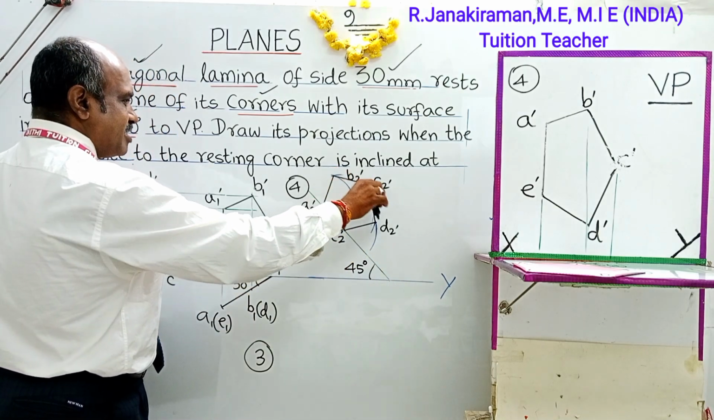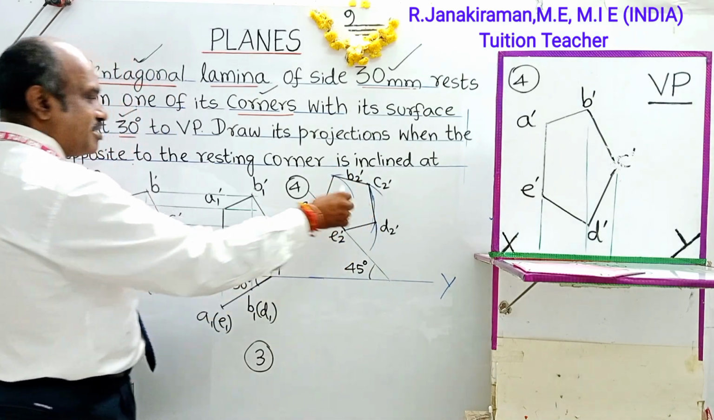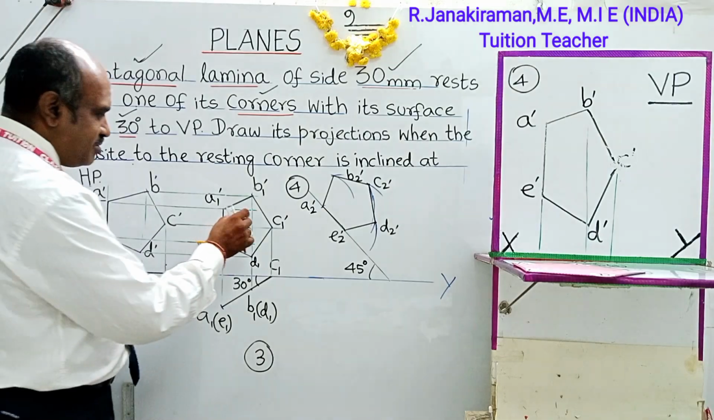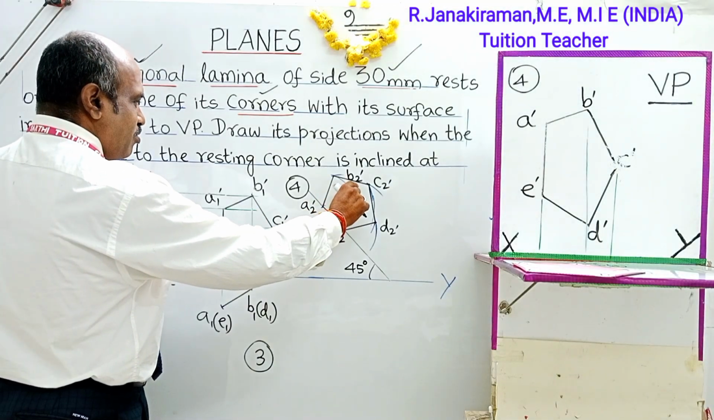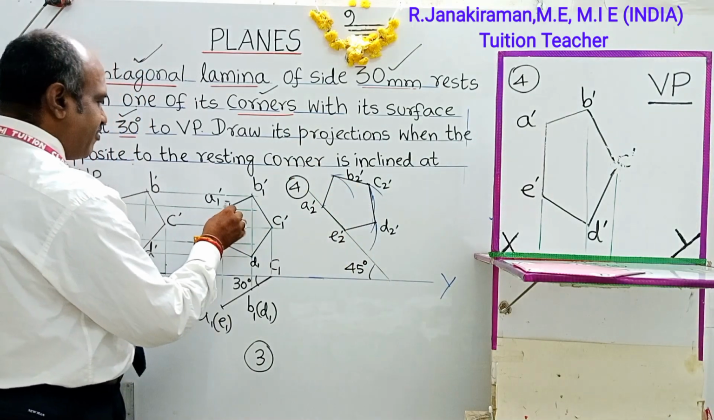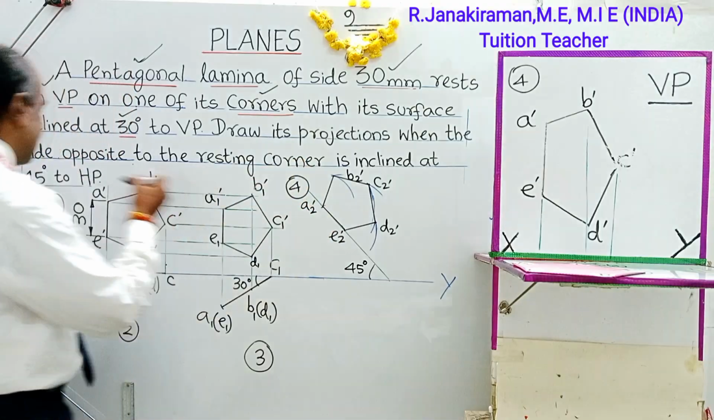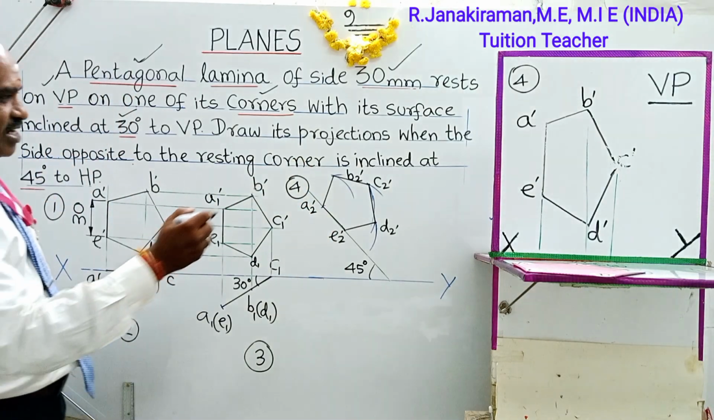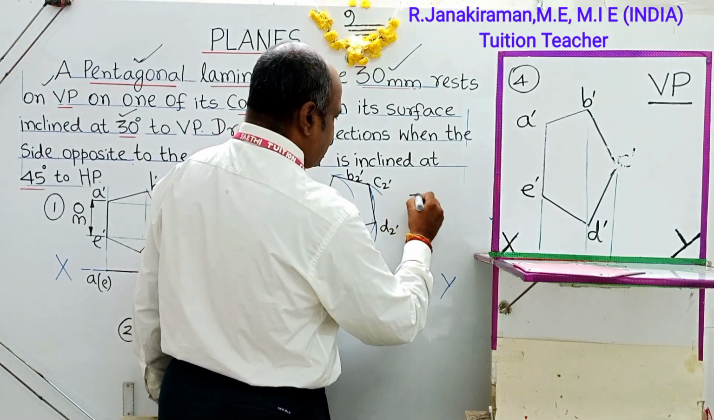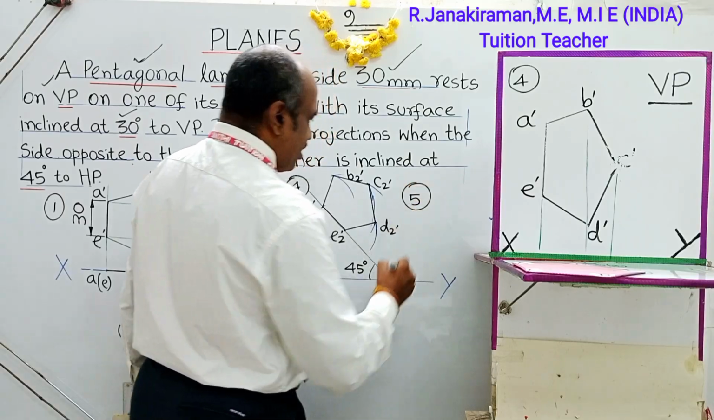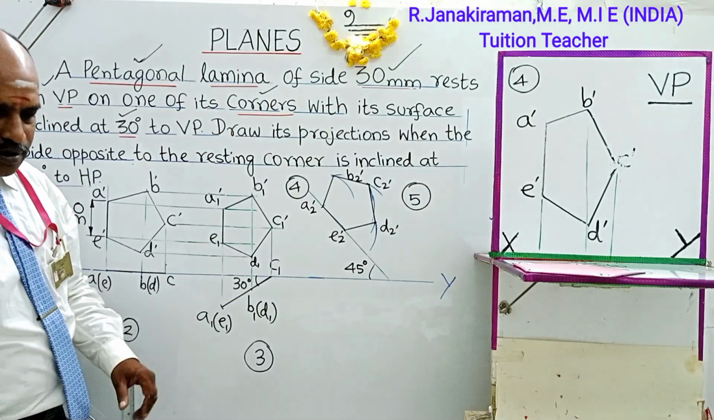Correspondingly, all other edges or points will change their orientation. Okay, the same shape and same size, only the orientation changes. Instead of vertical, here it is inclined at 45 degree as per the question. Okay, this is the final front view, which comes above the XY line, the fifth diagram. Now I am going to draw the final top view.